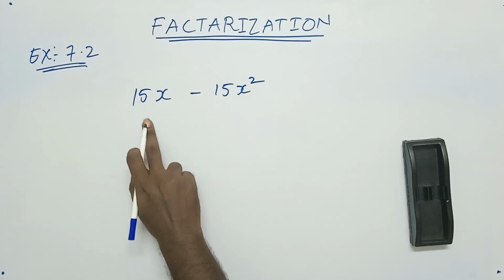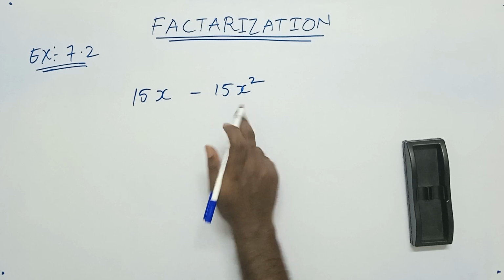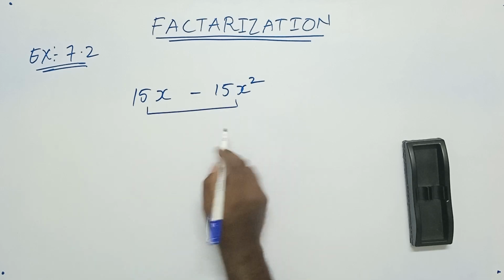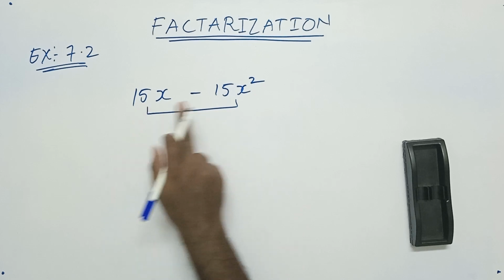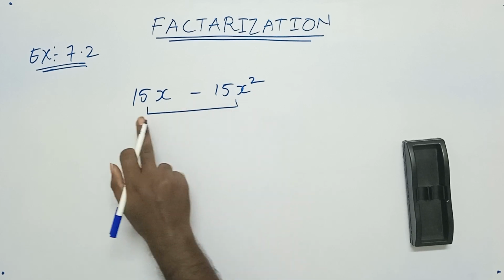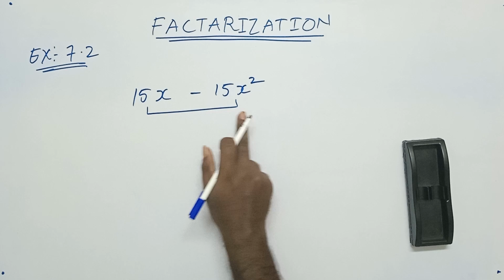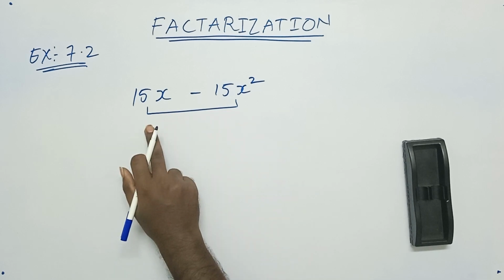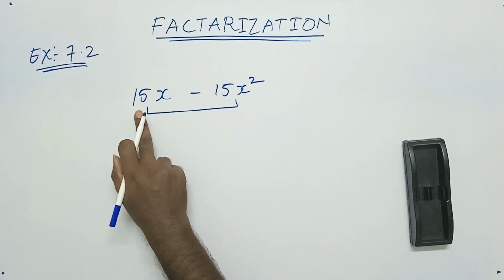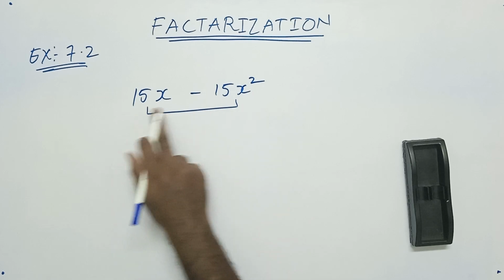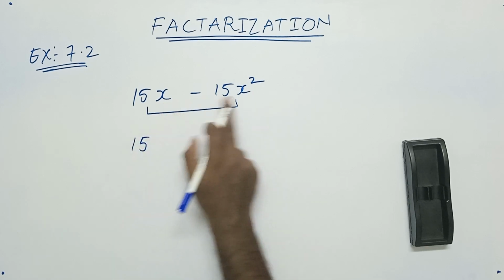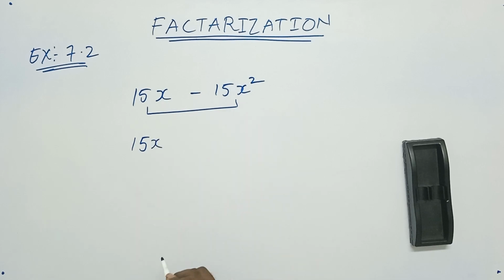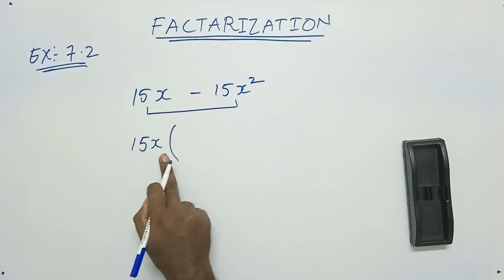Our next problem is 15x minus 15x square. We need to find the factors of this expression. 15x is one term, 15x square is another term. We have to take the common from these two terms. What is common? We take the HCF. What is the HCF of 15 and 15? 15 is the HCF itself. For x and x square, what is the HCF? x is the HCF. Now we have taken 15x as a common.